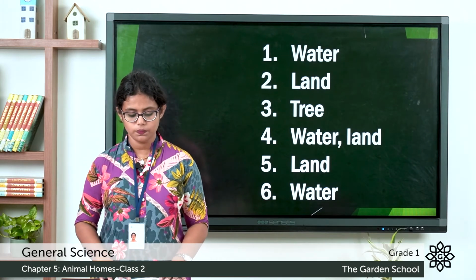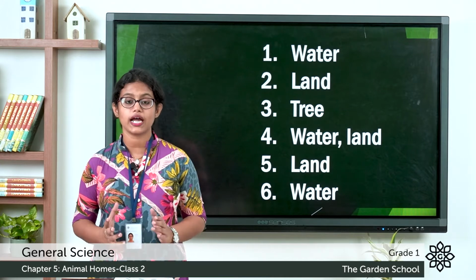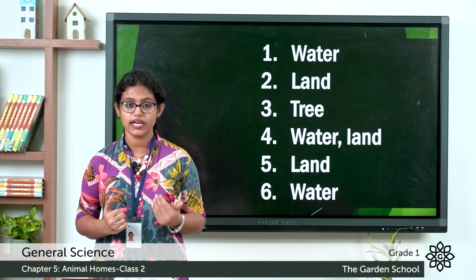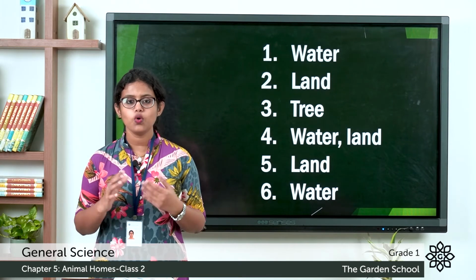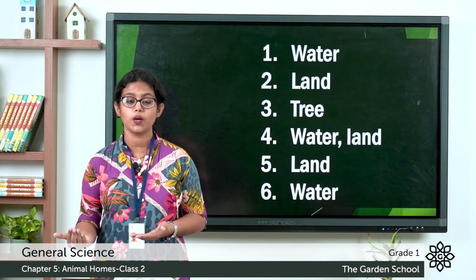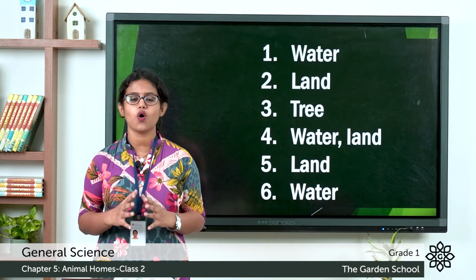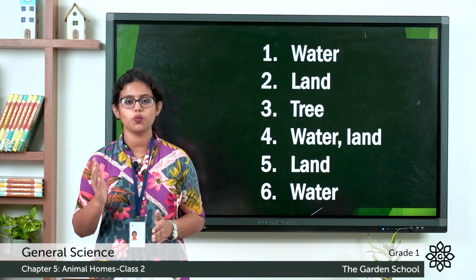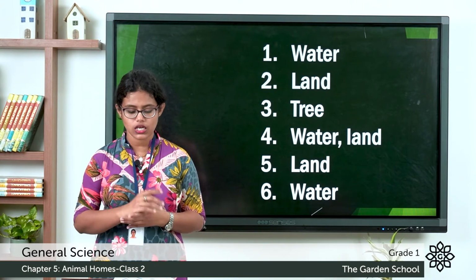So here you can see pictures, and in this picture you can see different kinds of animals. There are animals which live in water, which live on land, and even which live in both water and land. What you have to do is, for animals which live on trees or on plants, you have to write letter T. And animals which live on land, you have to write letter L. And animals which live in water, you have to write the letter W. Okay, now let's start with the first picture.